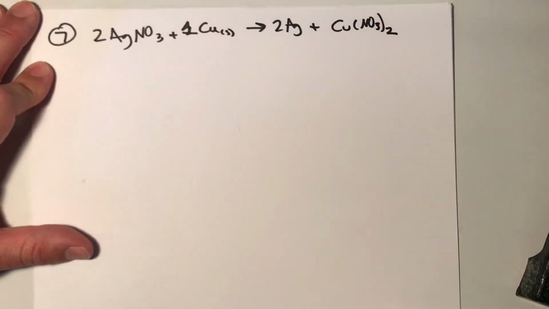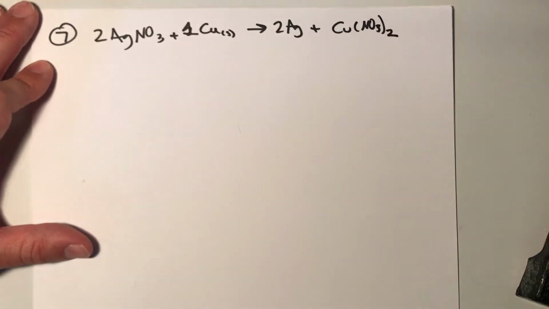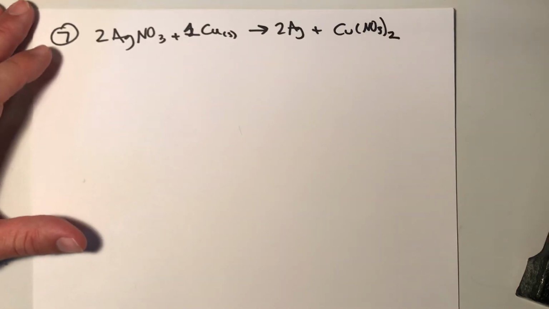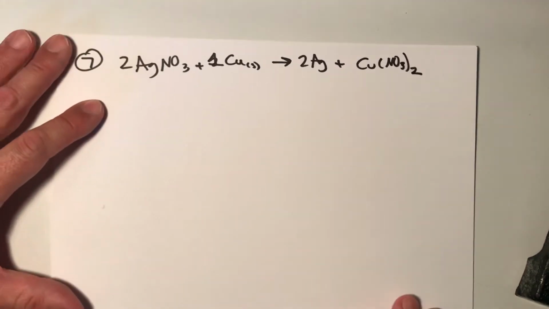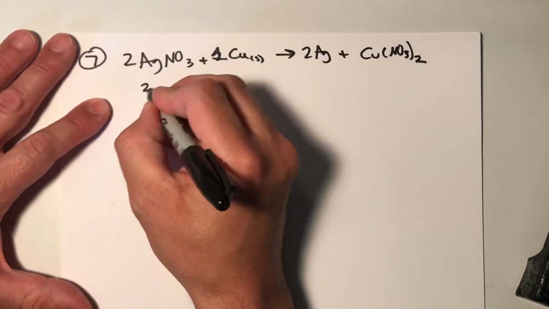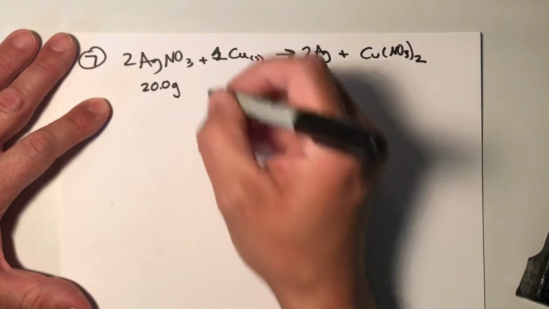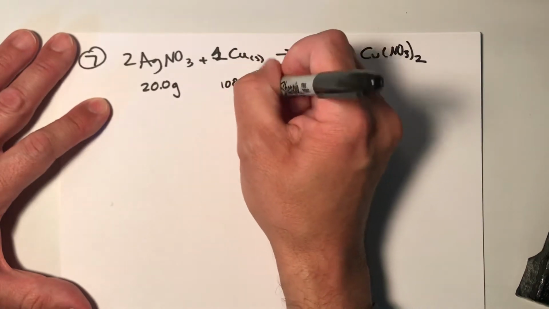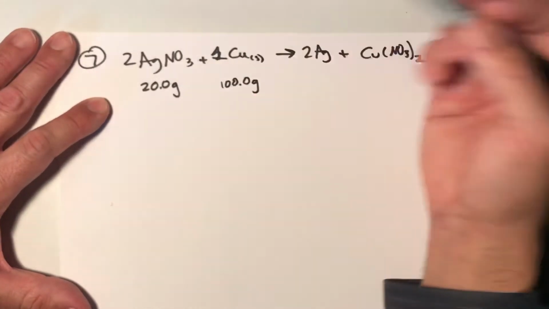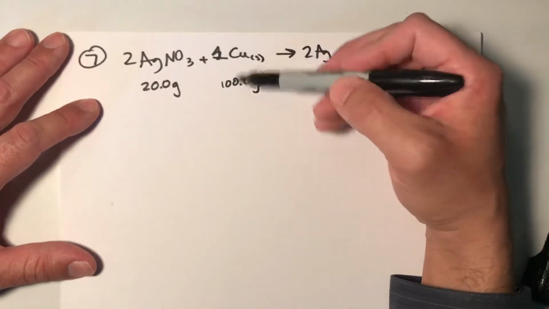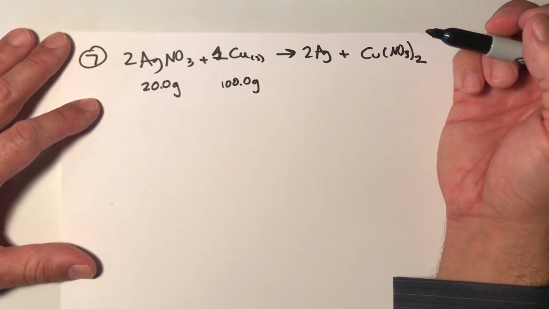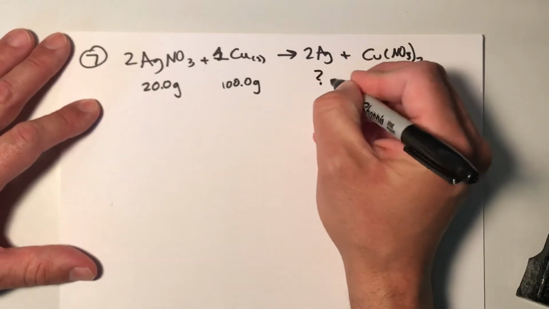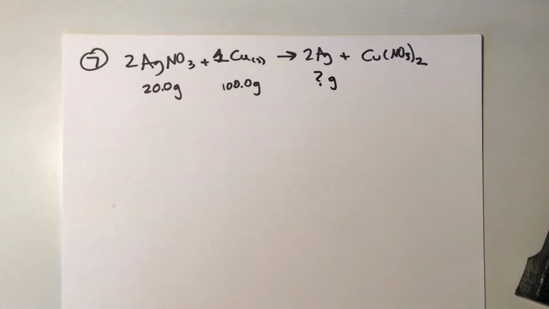And we're asked if we're given 20 grams of silver nitrate and 100 grams of copper, what mass of silver is produced. One of the ways that can be really helpful in these is to just organize your data to begin with. So you've got 20 grams of silver nitrate, and you have 100.0 grams of copper. So just write those underneath the reaction equation for which compound or element they belong to. And we're asked what mass of silver is produced. So I'm going to put a question mark in grams underneath silver just to remind me that that's what I am trying to get to.